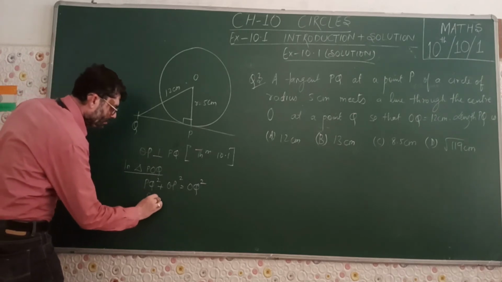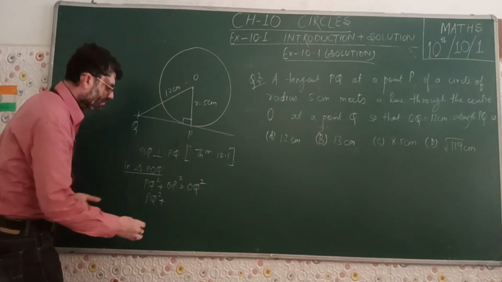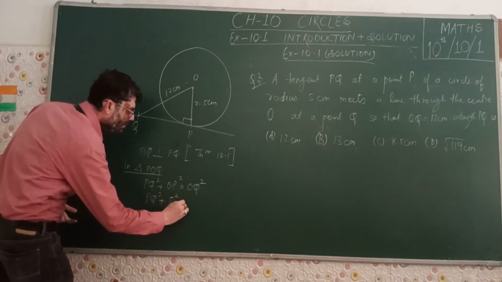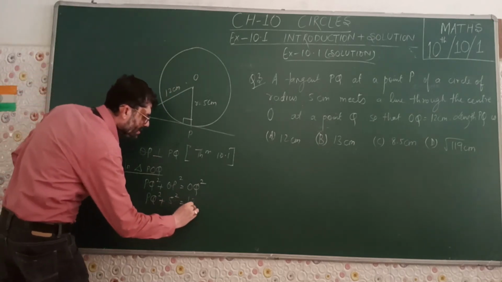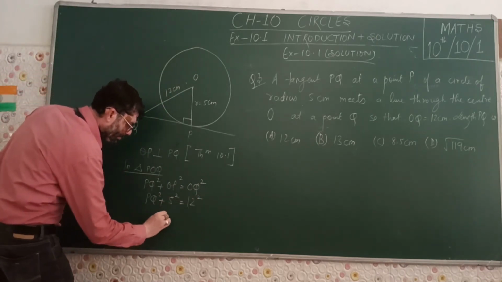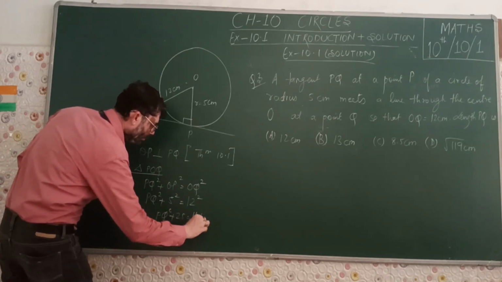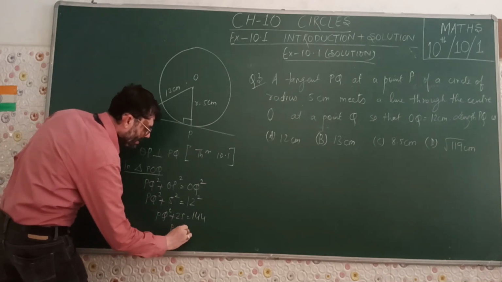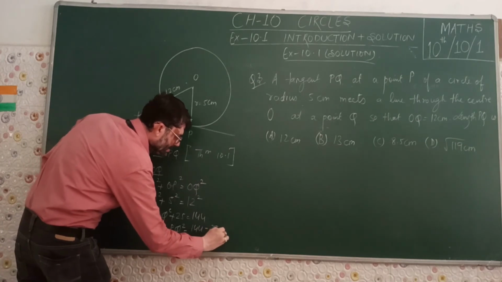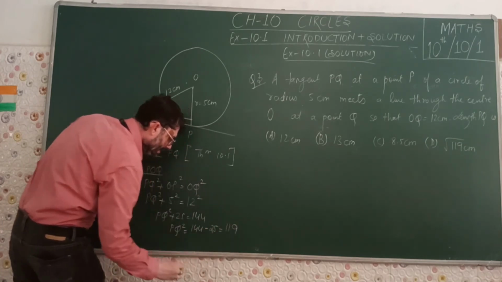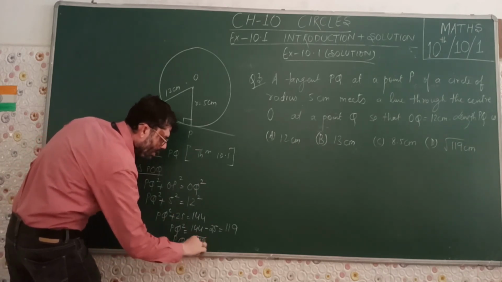So keep PQ square as it is. OP is 5 centimeter, the radius of the circle that is given to us, so 5 square, and OQ is equals to 12, that is also given in the question. So this is 12 square. So PQ square plus 25 is equals to 144. So PQ square is equals to 144 minus 25. This is 119. So we can write PQ is equals to root under 119.